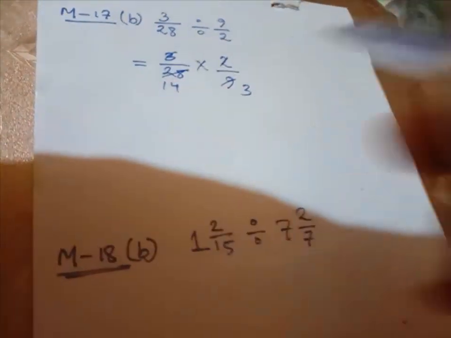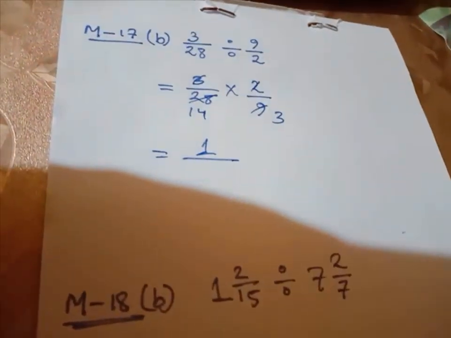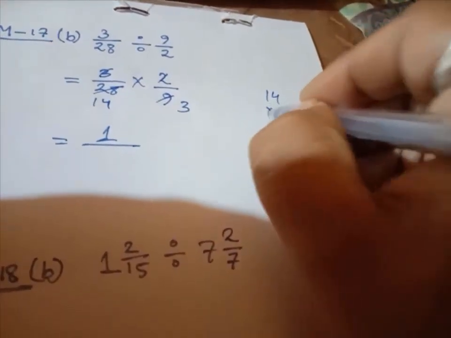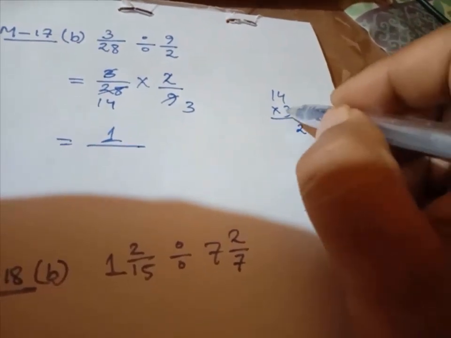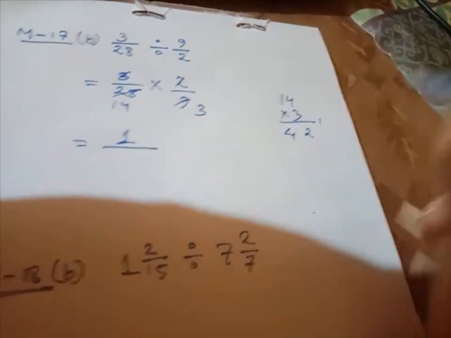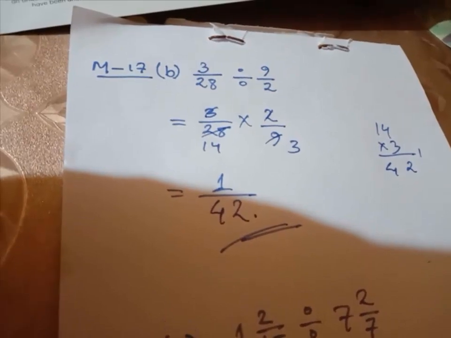So on the numerator part nothing remains, that means only 1 is there, and 14 into 3 gives you 3 4s are 12, 2 1 remains, 3 1 is 3 4, 42. So the denominator will be 42. So this is how you are going to solve all the problems in module number 17.